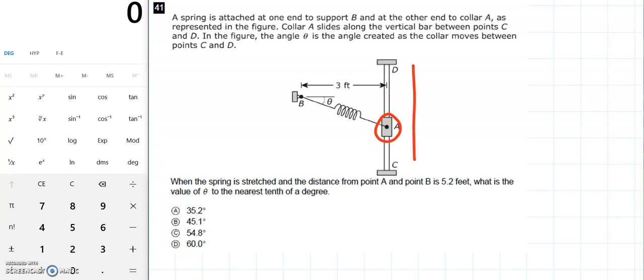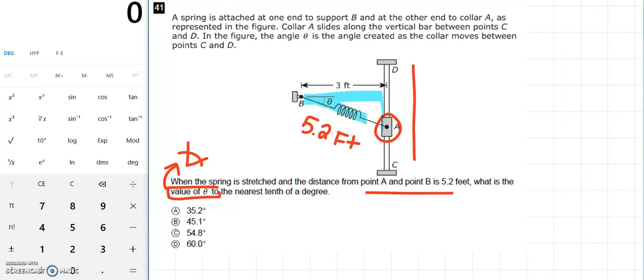At this current position where it is right now, it's saying that the distance from A and B is 5.2 feet. The question is, find the value of theta, which means angle. Find the measure of the angle when it's in this position right now. Now, I'm going to highlight where that right triangle is so that you see it. Our right angle should be here. Okay, so we're going to be looking for theta.